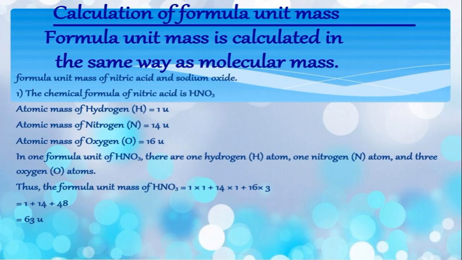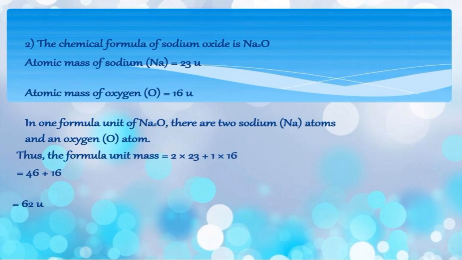Atomic mass of hydrogen is 1 u, atomic mass of nitrogen is 14 u, and atomic mass of oxygen is 16 u. In one formula unit of HNO3, there are 1 hydrogen atom, 1 nitrogen atom, and 3 oxygen atoms. Thus, the formula unit mass of HNO3 is equal to 1 into 1 plus 14 into 1 plus 16 into 3, which is equal to 63 u.